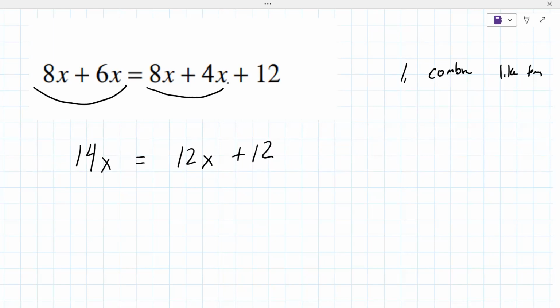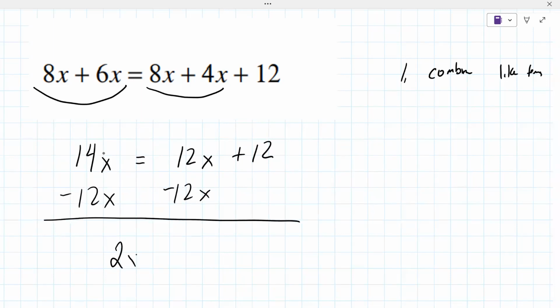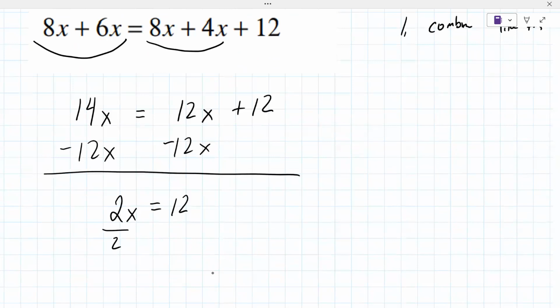And now it's a problem like we've been doing for weeks. Well, not weeks. We worked it a couple weeks here. It's a two-step equation, but it's got variables on both sides. So your first step is to move the smaller to the larger. In this case, we are moving left, minus 12x, minus 12x. So it becomes 2x equals 12 and divide by 2, x equals 6.